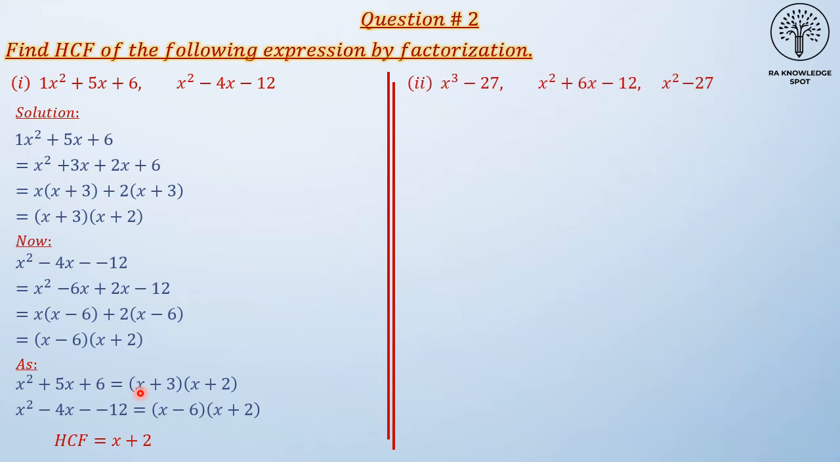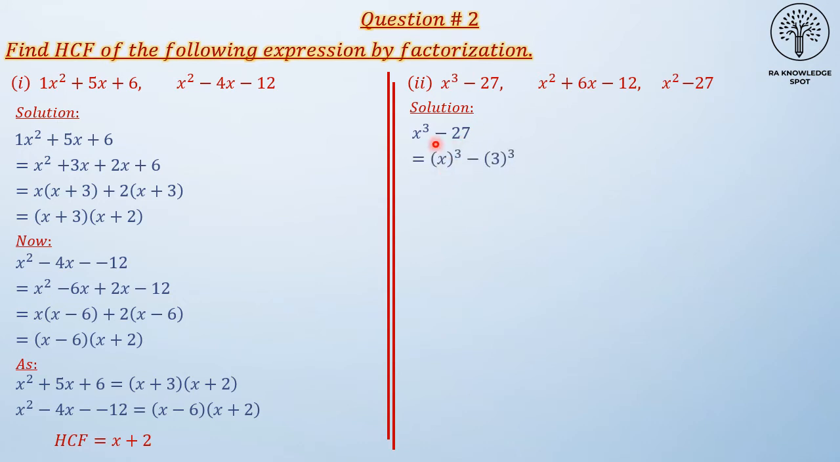Okay, now moving towards the next, that is x cube minus 27, x square plus 6x minus 27. These commas actually separate them. In this question you have three separate questions, separated with the help of commas. Now one by one we have to solve all of them. First of all we have to solve x cube minus 27.